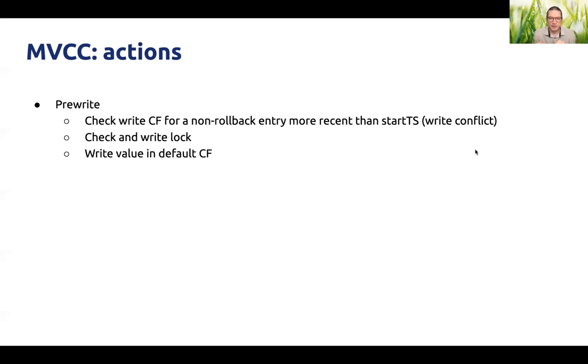Assuming that it's not locked, then we write a lock for our transaction, which means that we've locked this individual key. And we can then write the value into the default column family. Now, note this is pre-write, so that value that we've written into the default column family is not visible to other transactions. It's stored in the database, but it's not visible yet.